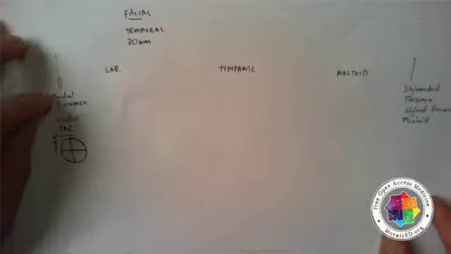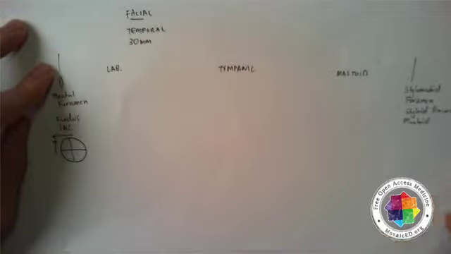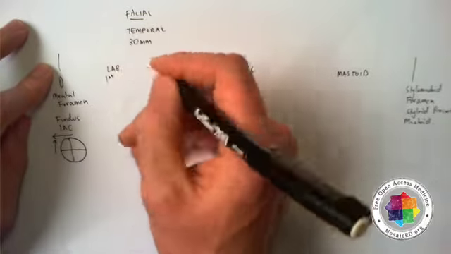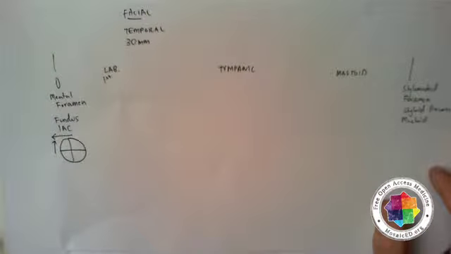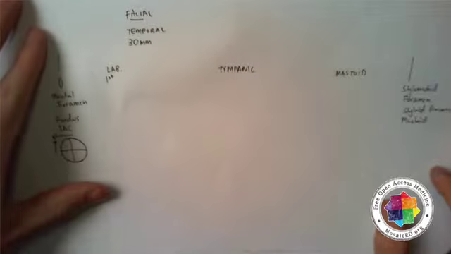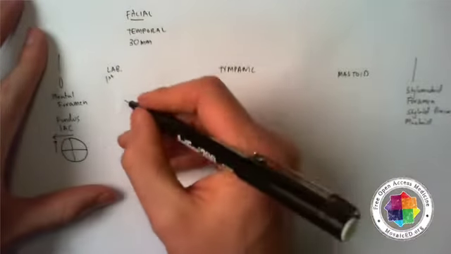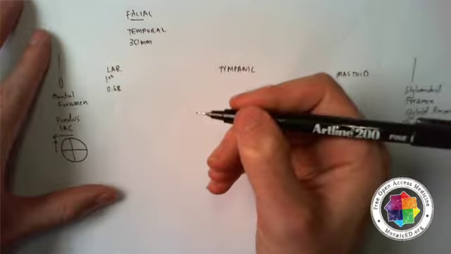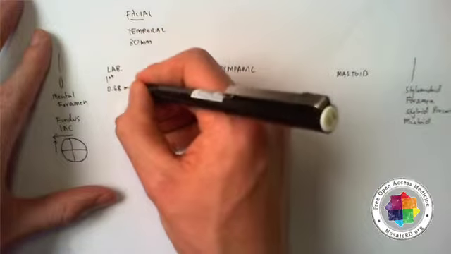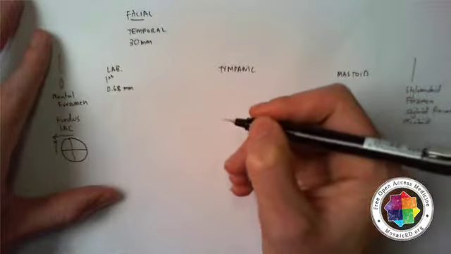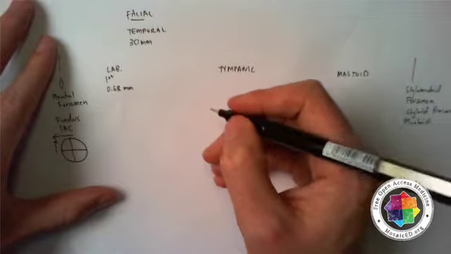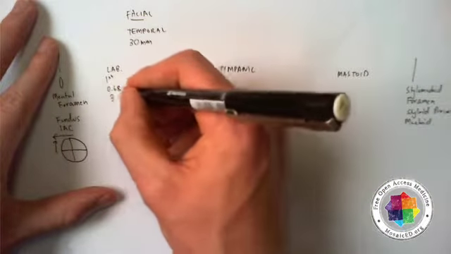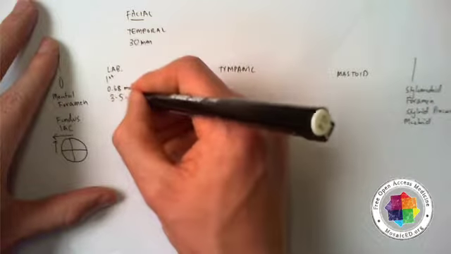So the labyrinthine section is the first section of the facial canal, and the labyrinthine section is also the shortest and the thinnest. So it's only about 2/3 of a millimeter wide, and it's about 3 to 5 millimeters long.